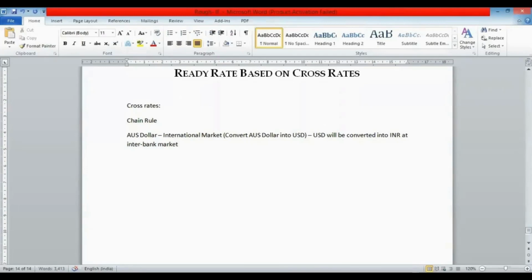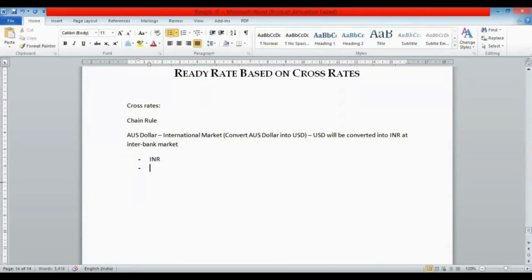That means earlier, when the case was only USD, there was one market that we were supposed to tap, that was the local market or interbank market. But now, when the rate of foreign currency is not available in our local market, our bank will approach the international market. From there, they will convert the foreign currency into USD, and then they will convert USD into Indian rupee from the local market.